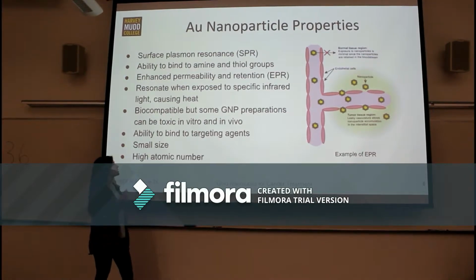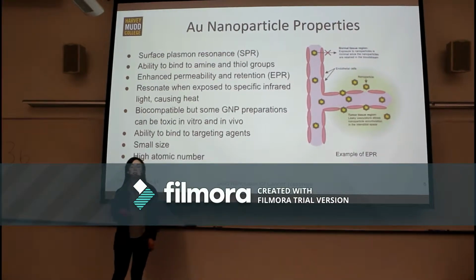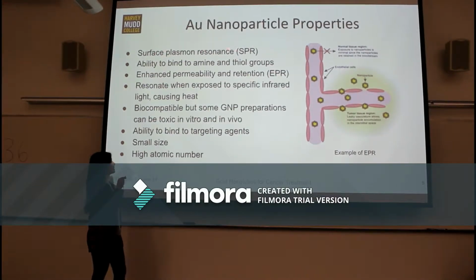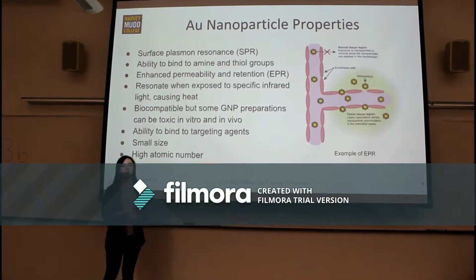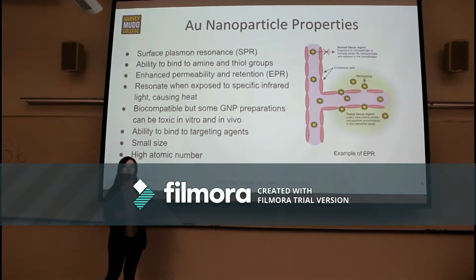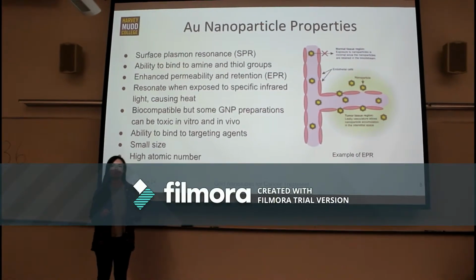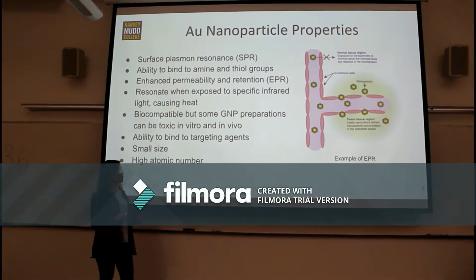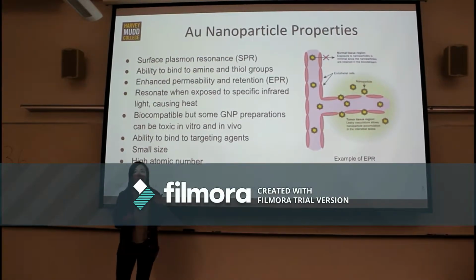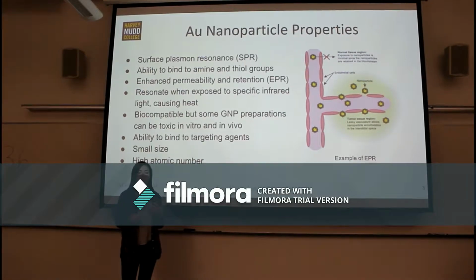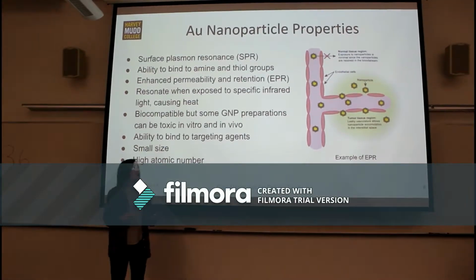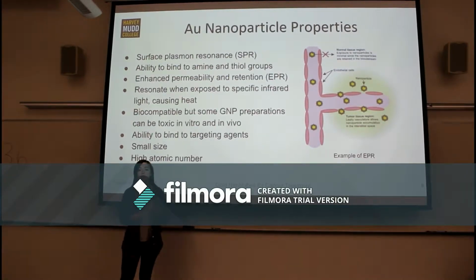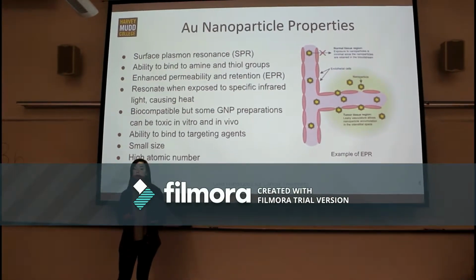So now we're going to discuss the nanoparticle properties specifically for our gold nanoparticles. The first feature of note is the surface plasmon resonance of these particles. This is a property that's intrinsic to metal nanoparticles, and it basically involves the ability of the particles to be excited by oscillations caused by light. The next property is the ability to bind to amine and thiol groups, which is important for biocompatibility.